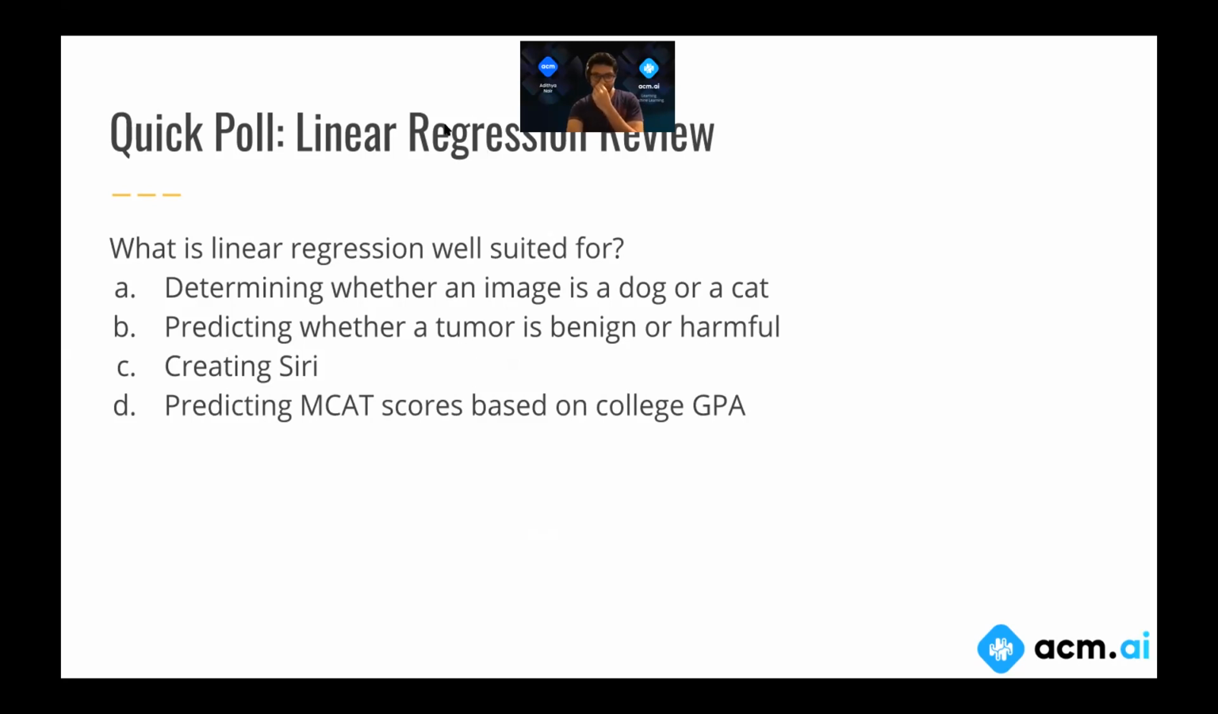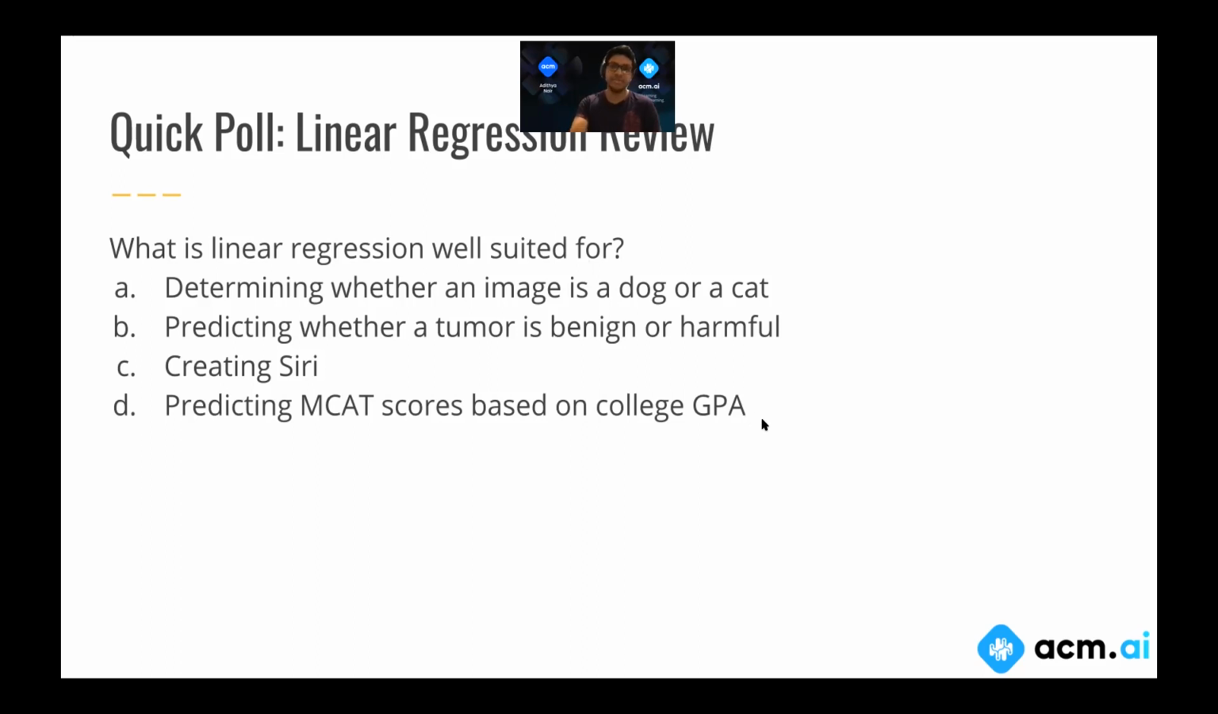Pretty unanimous answer here, and that's a good thing. Everyone is right. If you look at the other options in the poll, determining whether an image is a dog or a cat, or whether a tumor is benign or harmful, those are examples of logistic regression, i.e. classification, which we're going to learn today. And creating Siri is another ballpark. We're talking NLP, natural language processing, all that fun stuff.